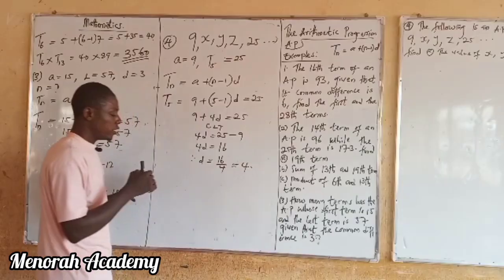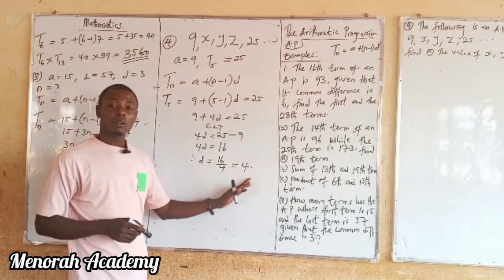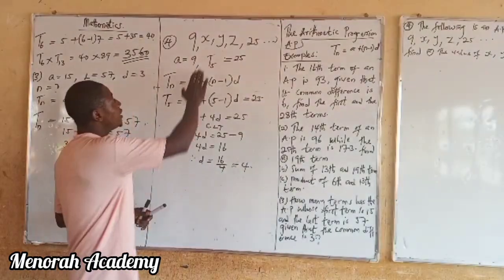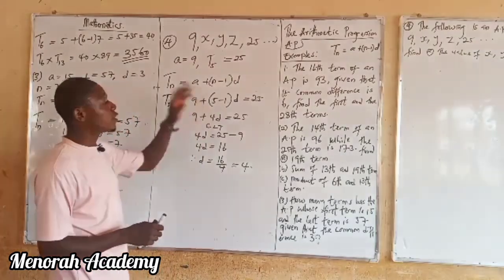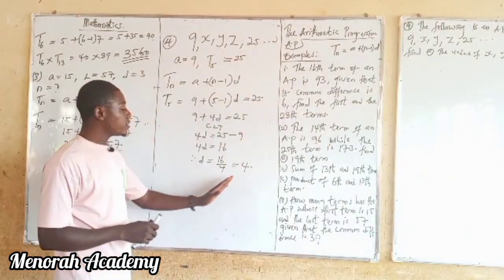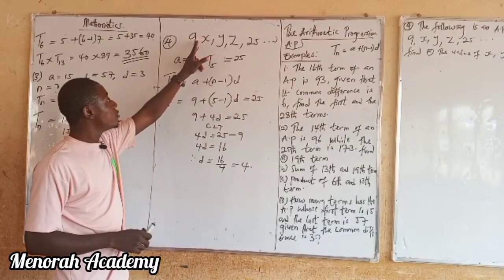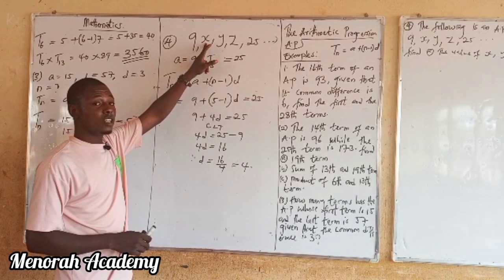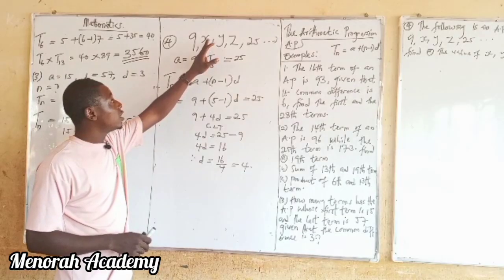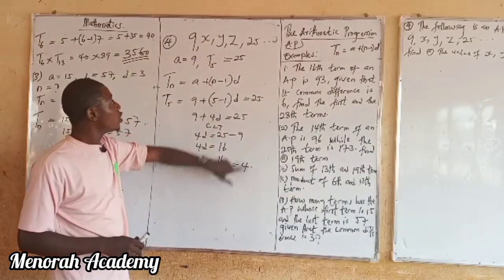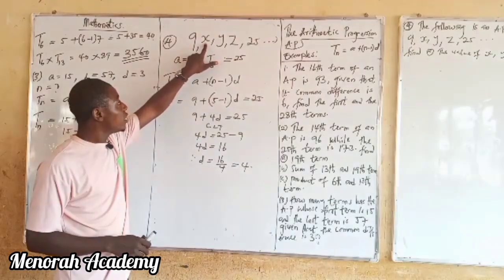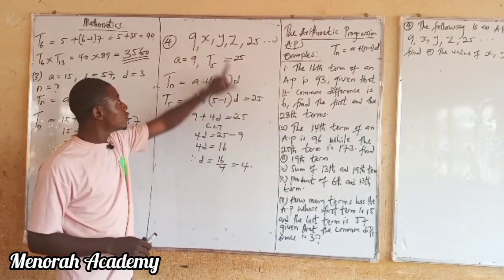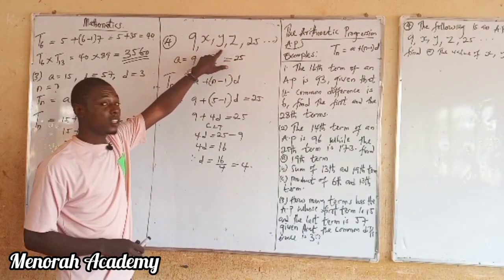Now, the common difference is 4. So in a series like this, if you add your common difference to 9, it will give you the next term. Do you understand now? If you add this 4 to 9, it will give you the next one. Are we getting it? If you add 4 to x again, it will give you the next one.